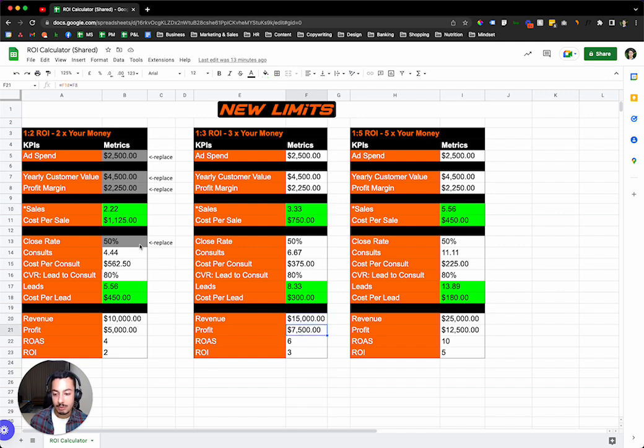Now, you want to be very realistic. If it's a 30% closing rate that you have, put that in here, and again, it tells you what your cost per lead needs to be, and the same for the rest. And you only want to edit these columns here. And for a 1-to-5, in order to put $2,500 in and 5x your money and make $12,500 worth of profit, you could only spend $108 per lead, your cost per sale would be $450, and you'd need to make 5.5 sales.